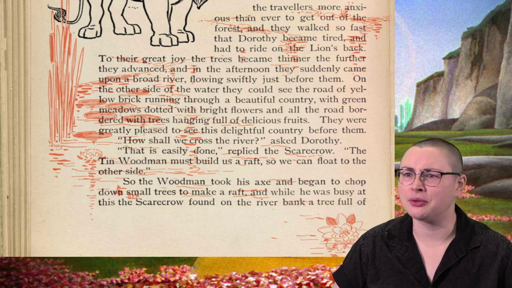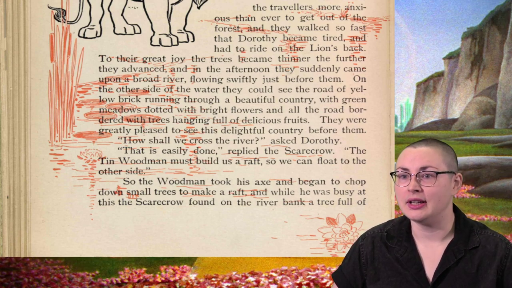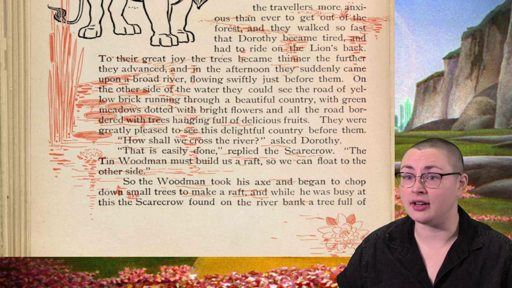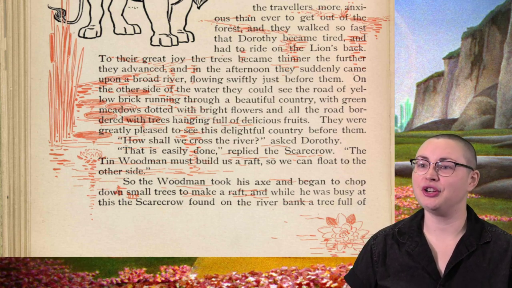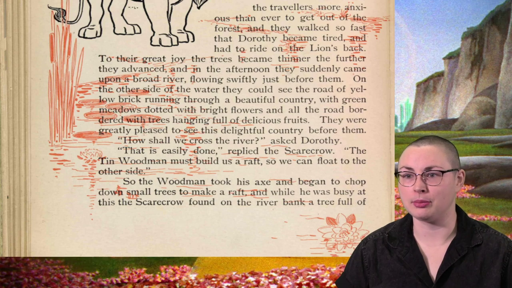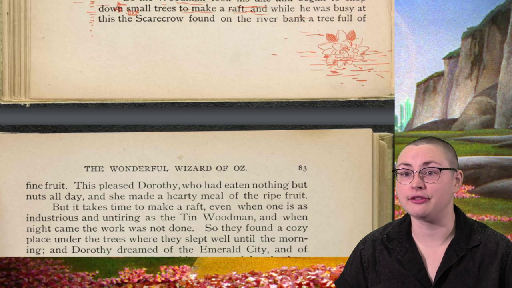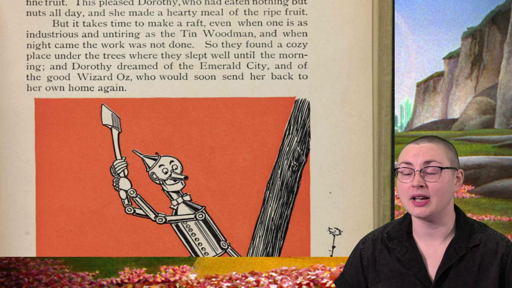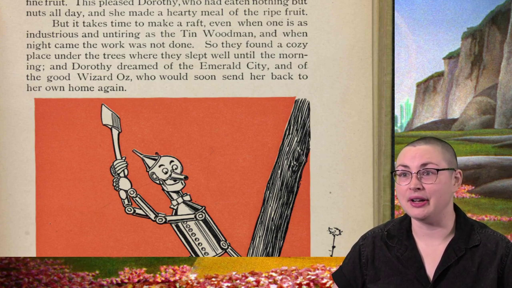"How shall we cross the river?" asked Dorothy. "That is easily done," replied the Scarecrow. "The Tin Woodman must build us a raft so we can float to the other side." So the woodman took his axe and began to chop down small trees to make a raft, and while he was busy at this, the Scarecrow found on the riverbank a tree full of fine fruit. This pleased Dorothy, who had eaten nothing but nuts all day, and she made a hearty meal of the ripe fruit.